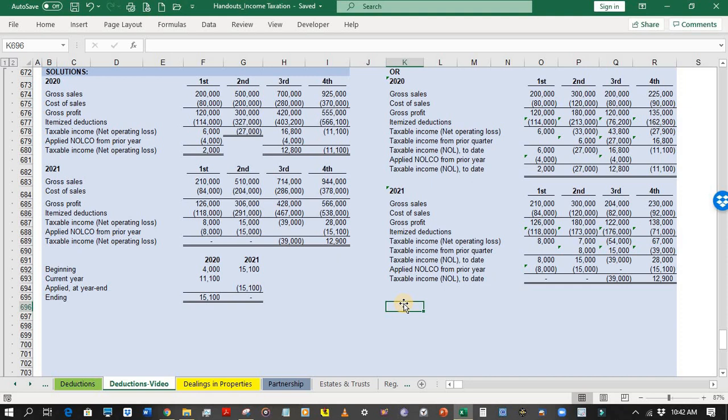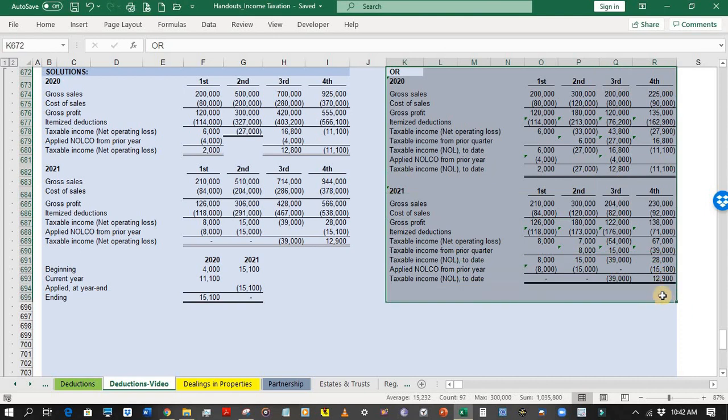So it is your choice on what presentation you would prefer. But for income tax reporting, the income tax return is patterned on this format. So if you will look at the quarterly income tax return, this is the applicable presentation.